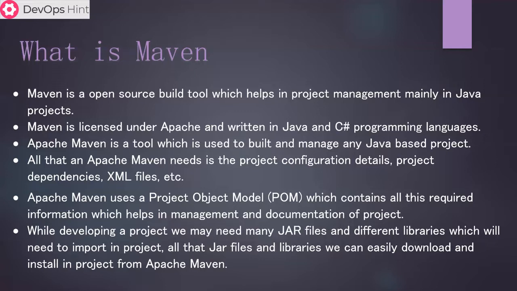While developing a project, we may need many jar files and different libraries which need to be imported into the project. The jars and libraries we can easily download and install from Apache Maven. So when we build the project, it reads the pom file, whatever external dependencies our developers mentioned in the pom.xml in their project. While building, it downloads from the internet or the Apache Maven site if the libraries are present on the site.